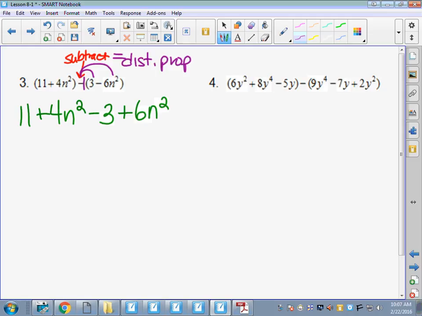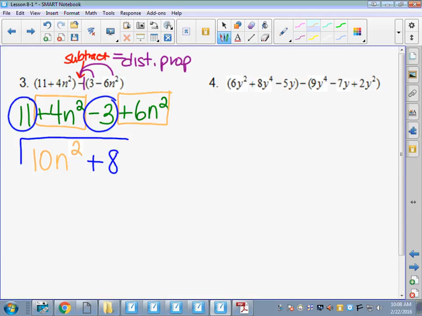So now, when I go ahead and combine like terms, my highest power of n, because I want to be sneaky and do 2 things at once, is n to the 2nd. I've got a plus 4n to the 2nd and a positive 6n to the 2nd. So what do I get when I combine those like terms? 10n to the 2nd. And then I've got myself an 11 minus 3, and that's a positive 8. So 10n squared plus 8 for problem number 3.